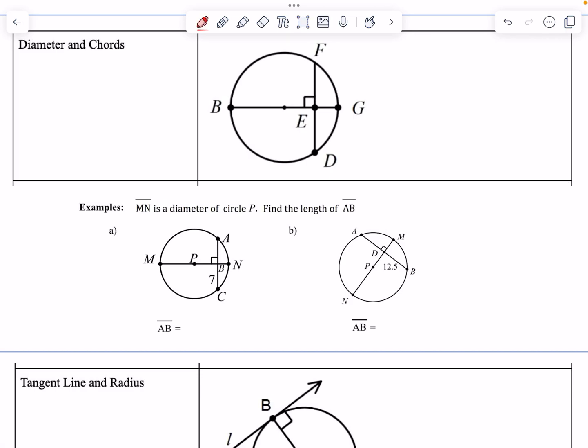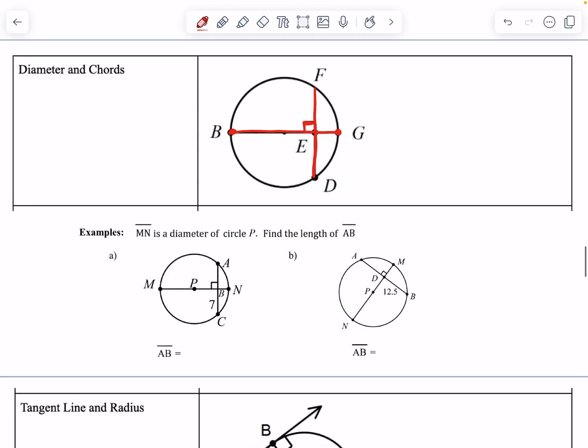The focus of this video is on chords and tangent lines and how they work, or what properties pop up with circles. So the first is specifically with a diameter and a chord. If you ever see a diameter, which would be this BG, intersecting any chord, and it creates a 90-degree angle, that creates two congruent parts of a chord.